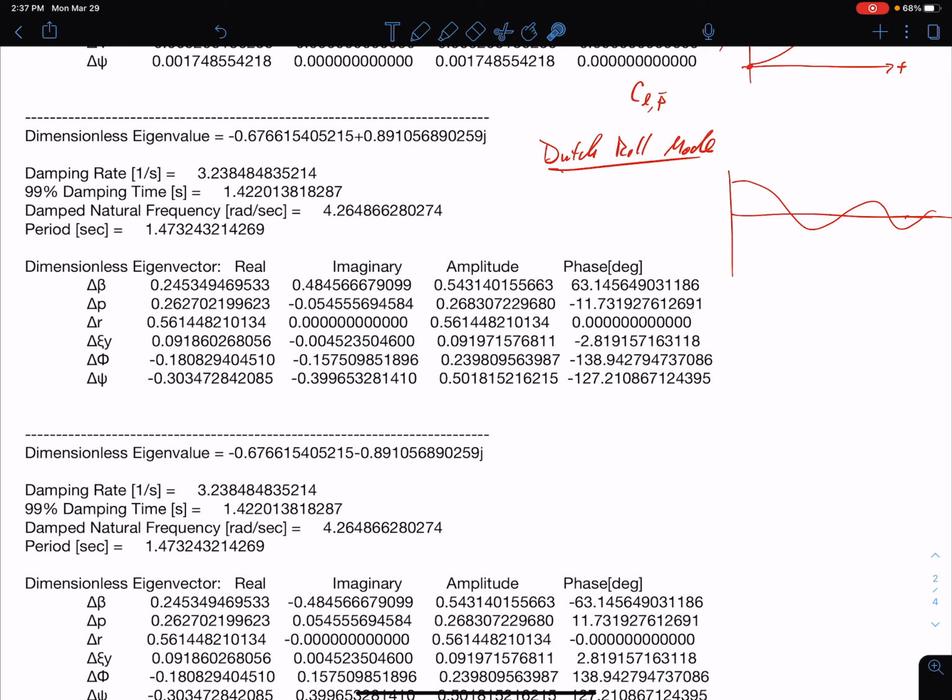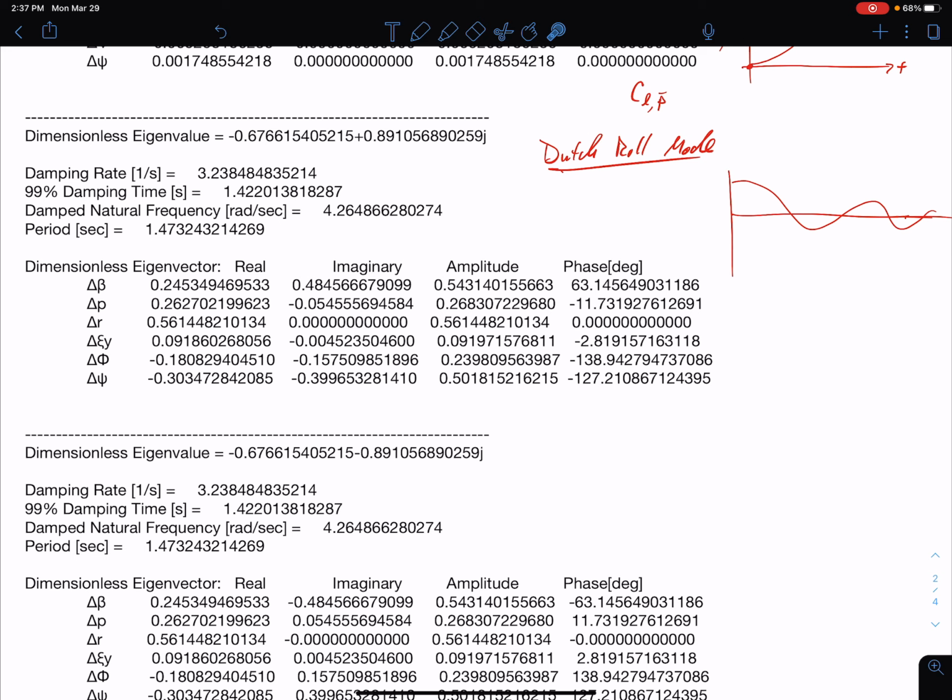this oscillatory motion that some of the ice skaters would go through. So anyway, this can be a very dangerous mode for an aircraft. We'll talk about that a little bit later, and also other ways to control this mode.